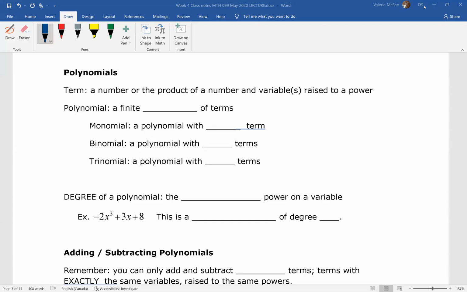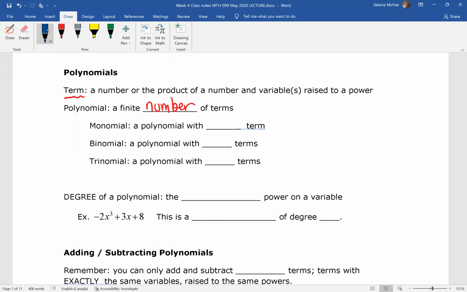In week 1, we talked about algebraic expressions as being a collection of terms. We defined terms as a number or the product of a number and variable or variables raised to a power. We also defined polynomial, monomial, binomial, and trinomial. We said that a polynomial is a finite number of terms. That means you can count how many terms there are.